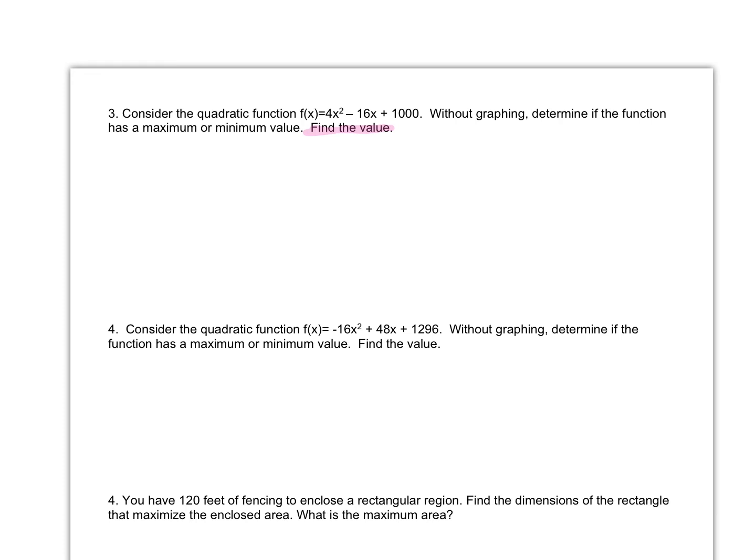So to decide if it's a minimum or a maximum, we need to decide whether this particular function is opening up or down. And the a value is greater than 0. It's positive. So that means we know that the parabola opens up. So that means it would look something like this. And if you think about what that means with respect to the vertex, that means that we have a minimum.